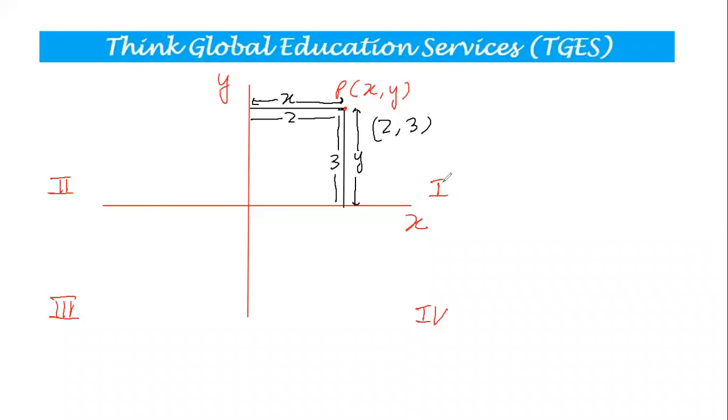Now guys, I believe everyone is aware of the signs inside the quadrants. In the first quadrant, both are positive, so x is positive and y is positive. In the second quadrant, x is negative and y is positive. In the third quadrant, both x and y are negative. And in the fourth quadrant, x is positive and y is negative. So we know the quadrants are counted anti-clockwise, and how to plot any particular point inside a quadrant.